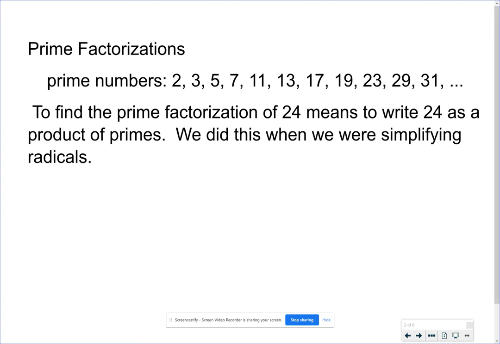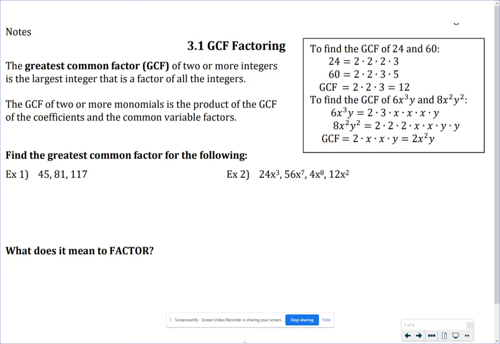All right, so today's video is 3.1 GCF factoring. So factoring out the greatest common factor. GCF stands for greatest common factor. Before we do that, I want to remind you of one other thing.